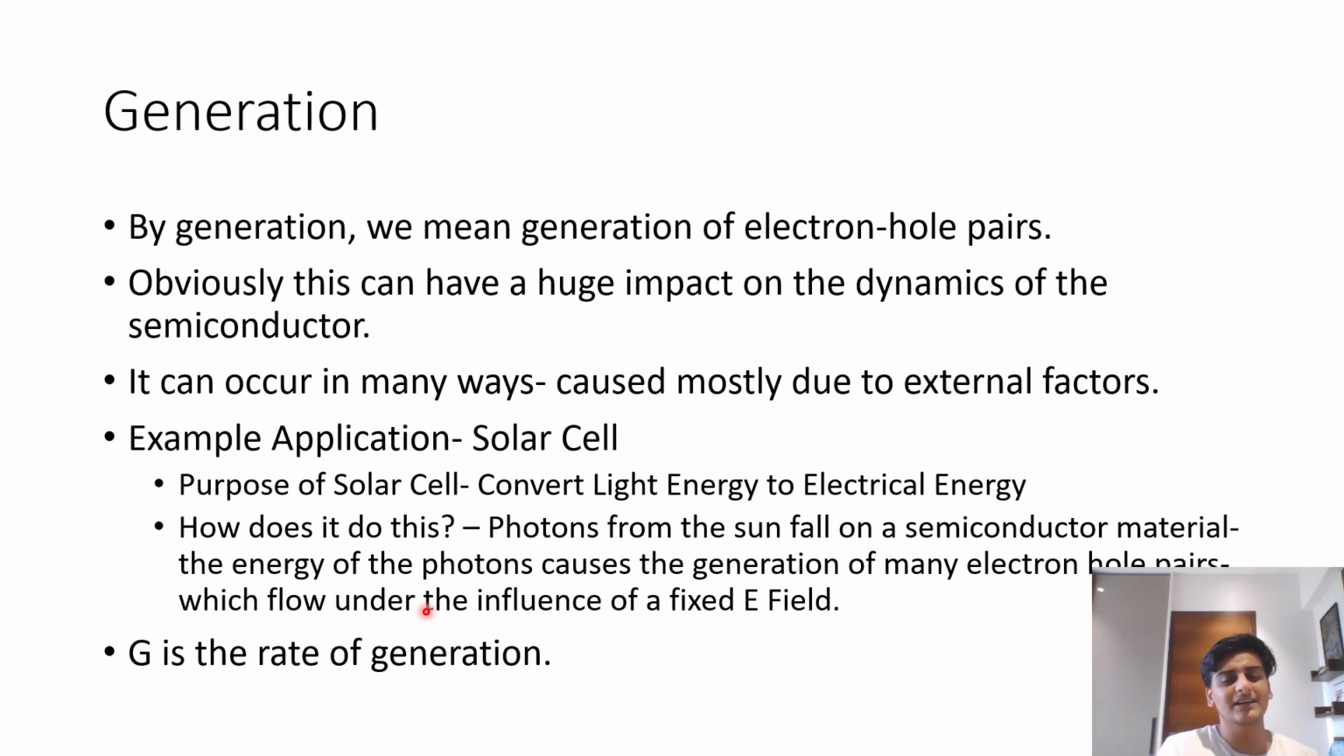We represent the rate of generation by G. So essentially what G represents is the number of electron hole pairs generated per unit volume per second. That is what G represents. Cool.